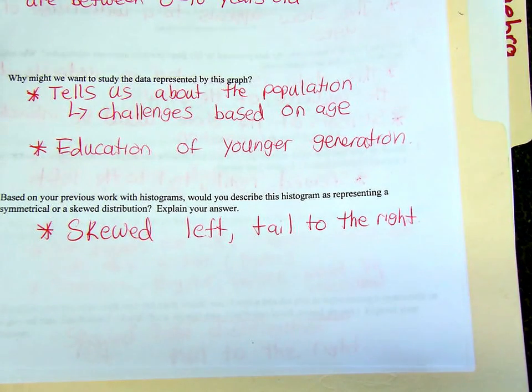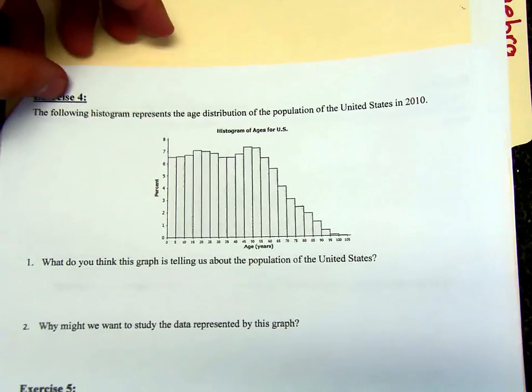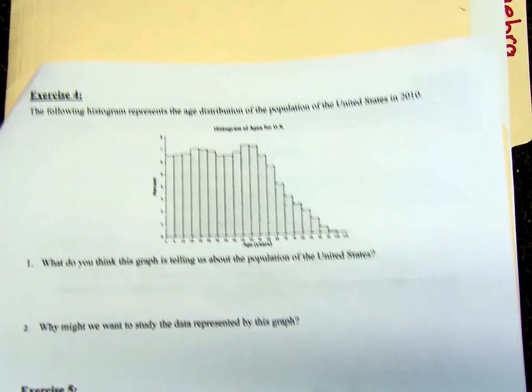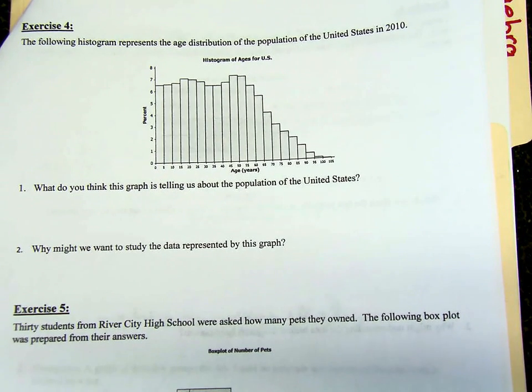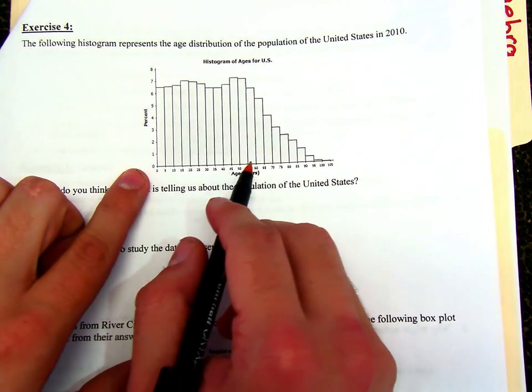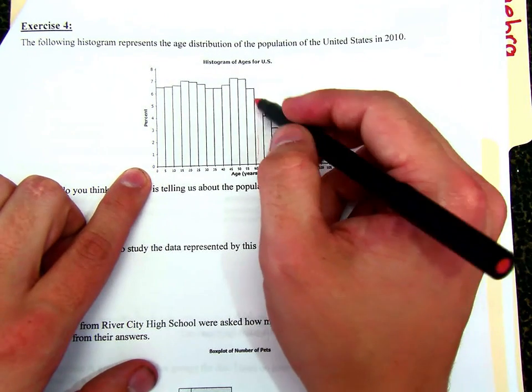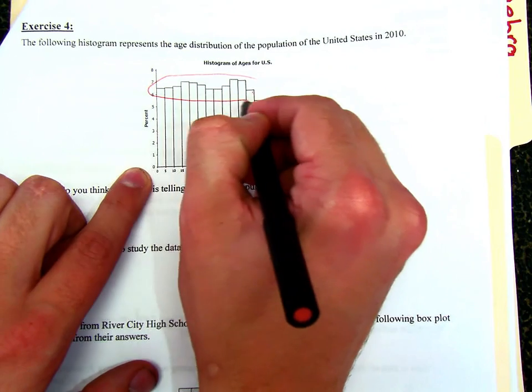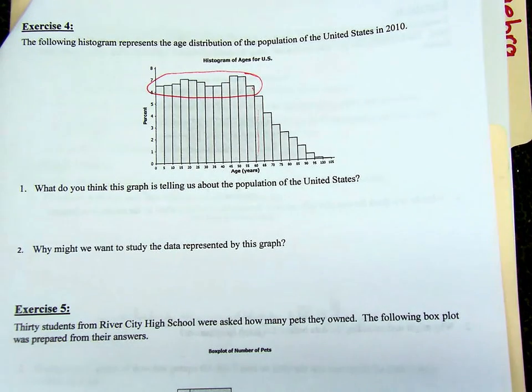Okay, so now let's move on to our next example. It says the following histogram represents the age distribution of the population in the United States in 2010. So looking at this, what do you think this graph is telling us about the population in the United States? Well, we can see that between the ages of 0 and about 60, we have about the same percentage of people.